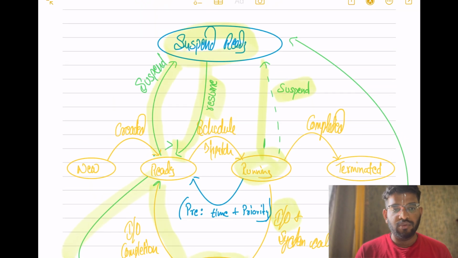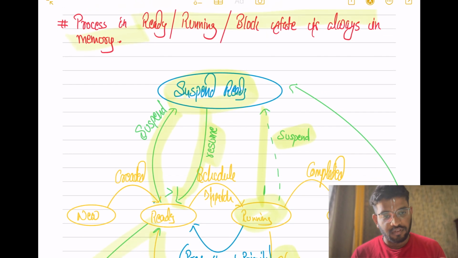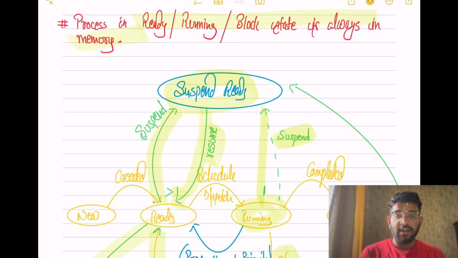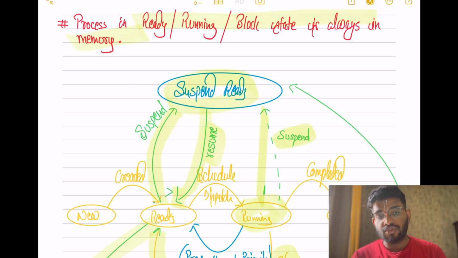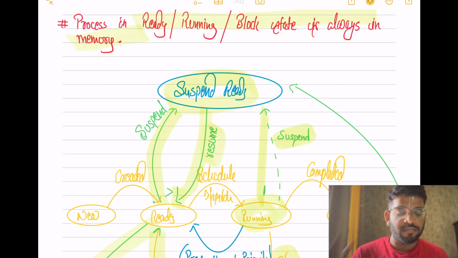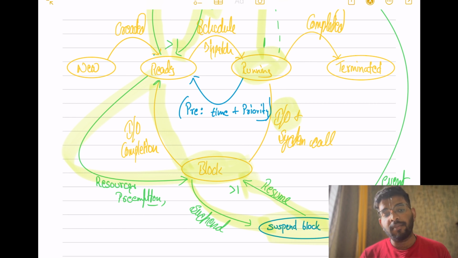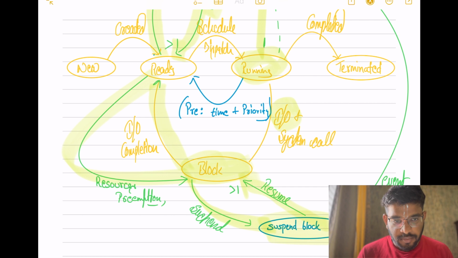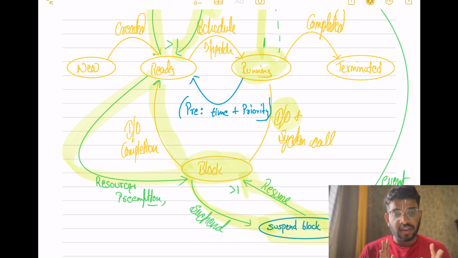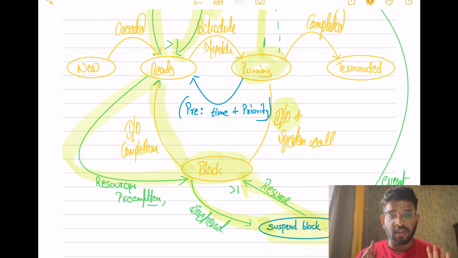So basically, what you just need to understand is that the suspend ready state means the process doesn't have any resources to complete its execution, so it is moved to the suspend ready state. And for the suspend block state, resources are not available to complete even its IO operations, therefore it moves to the suspend block state. Both when a process is in suspend ready state or suspend block state, it resides in the secondary memory, not in the main memory.